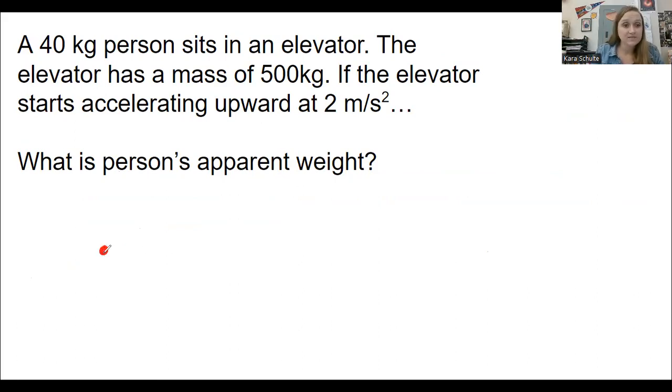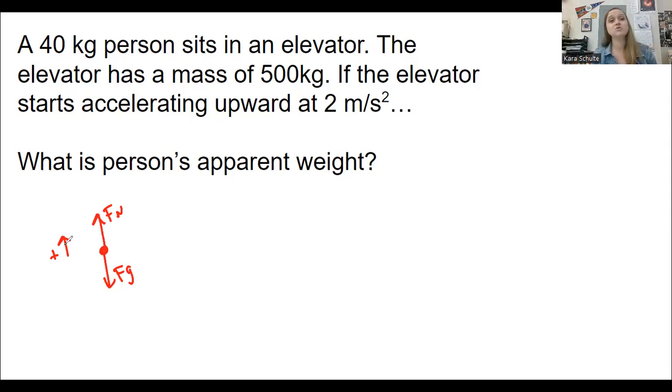Now, thinking about this, I'm going to draw a force diagram, just like I talked about in the unbalanced forces notes. We're going to have force gravity downward, and we're going to have normal force upwards. We're going to make up our positive direction. If my person's just sitting there and the elevator's not moving, gravitational force is going to be equal to normal force.